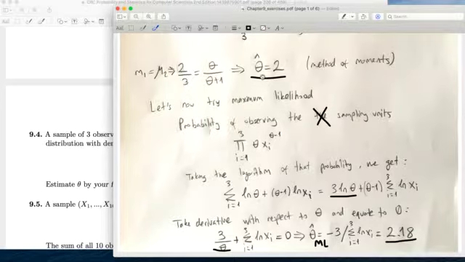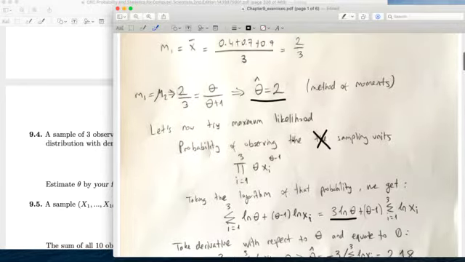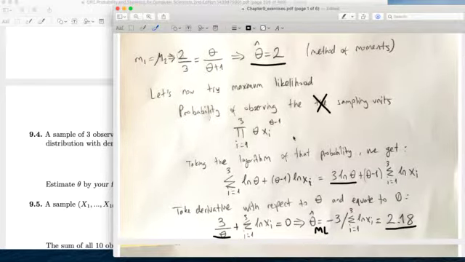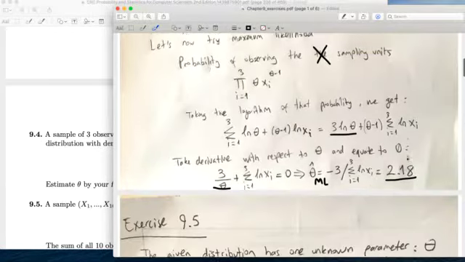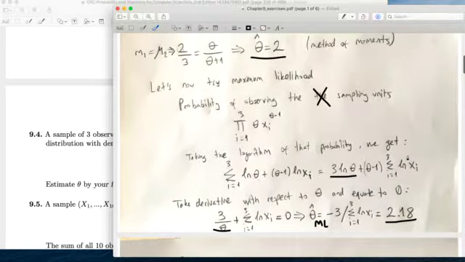So this exercise is a good example of how method of moments and maximum likelihood could result in different estimates for the same parameter for the same sample. All right, for the same sample 0.4, 0.7, 0.9, one of them results in 2, the other is 2.18. So this is how we would solve this exercise 9.4.